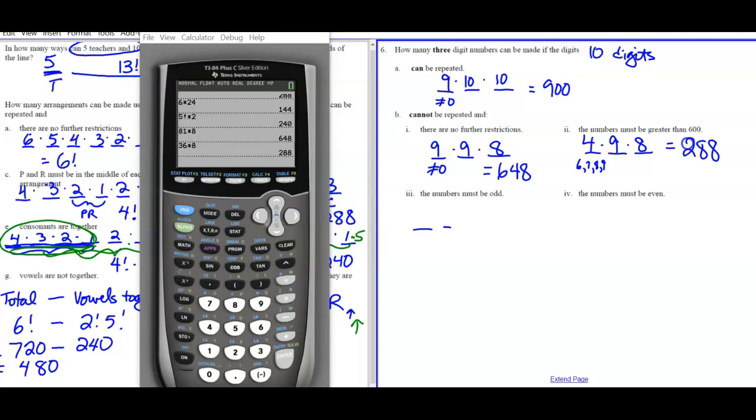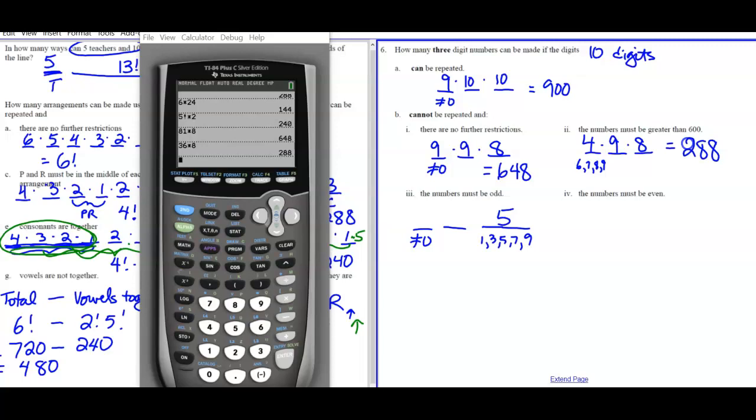Okay, so a 3-digit number can't start with 0 and has to be odd, which means the last digit has to be an odd number: 1, 3, 5, 7, or 9. So I start with that most specific restriction, this one here, because that doesn't have 0 in it anyway. So there's 5 possible odd numbers.